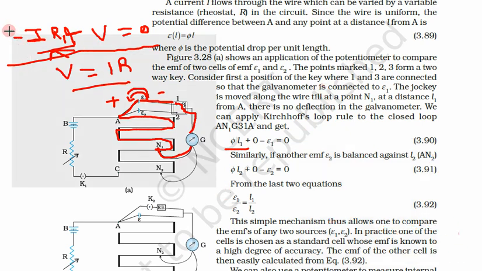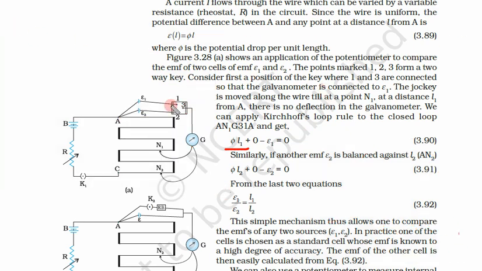Now let us see what will happen in the second case. The key is removed from 1 to 3, and 2 and 3 are connected. Now current is flowing in the galvanometer and the second cell is connected, the first one is not. Now what would be the loop? This is connected to this. Again, this time the length would not be the same. Let us say this length is 525 centimeter.